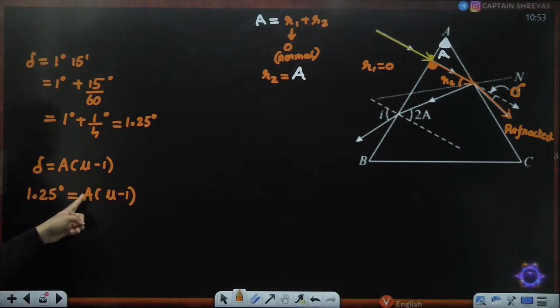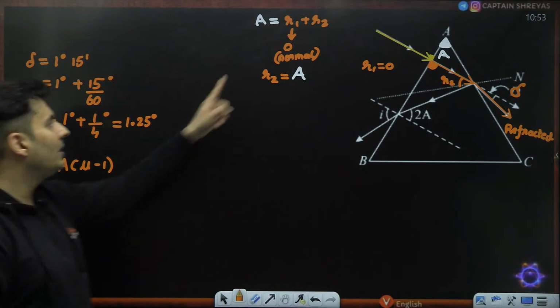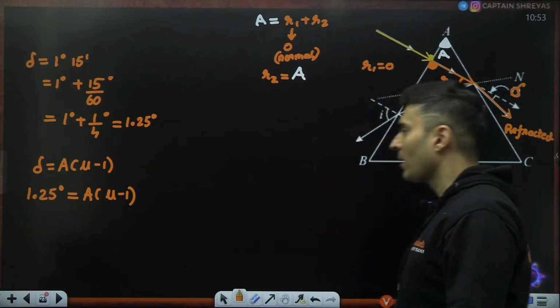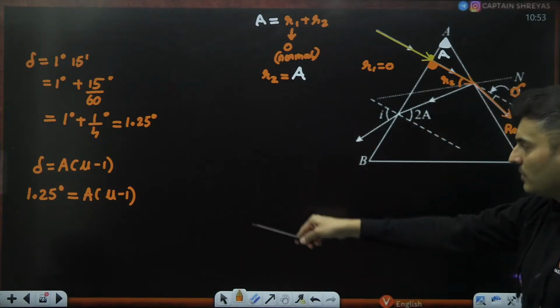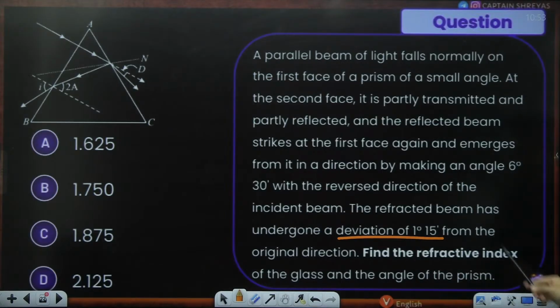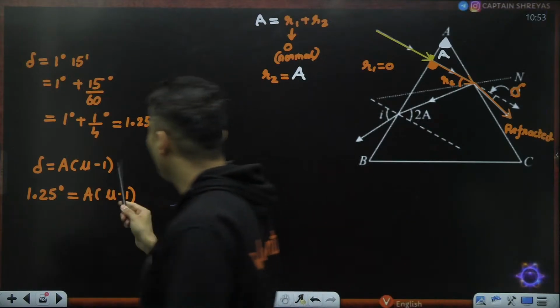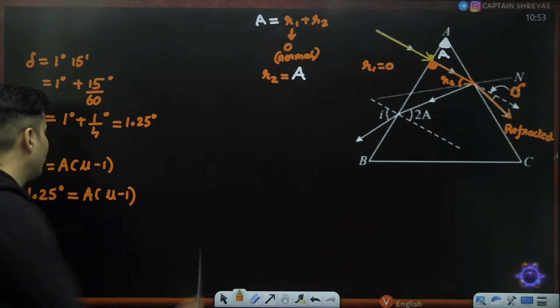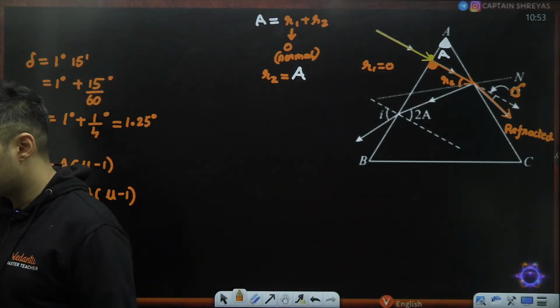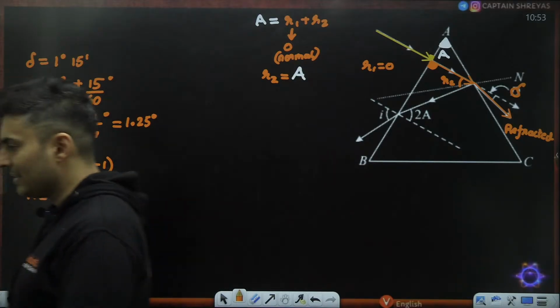If I somehow find A, my job is done, but A is R2, but I do not know R2. Oh my God, we are in a complete soup. I need to know A to find mu because the question was to find the refractive index. How do I find the angle of prism? How do I find R2? That is the next thing that should run on your minds.